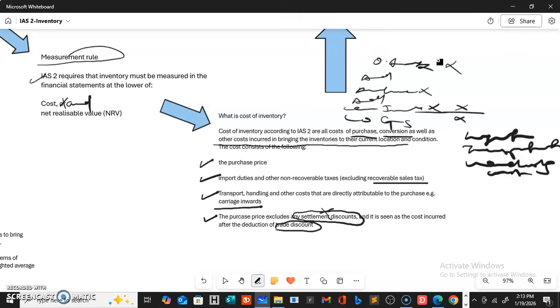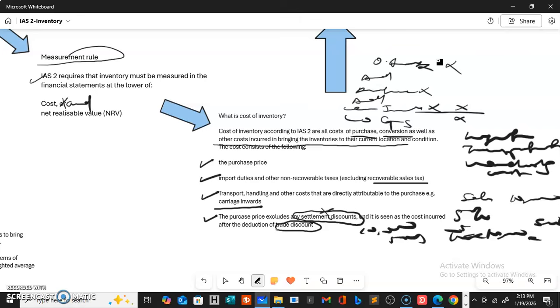What we're saying is that if you have sales of 10,000 and you are given a discount of 5% on these sales, then that will be 5% of 10,000, which is 500. So at the end of the day, the sales will be 10,000 minus 500, which is 9,500, which is what we're going to recognize in the case of a trade discount. But anything that has to do with settlement discounts, we are not going to recognize them because they are not relevant to the cost of the inventory.